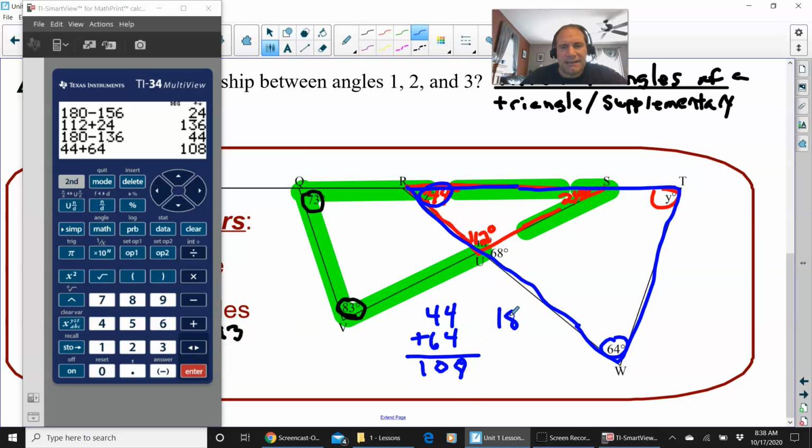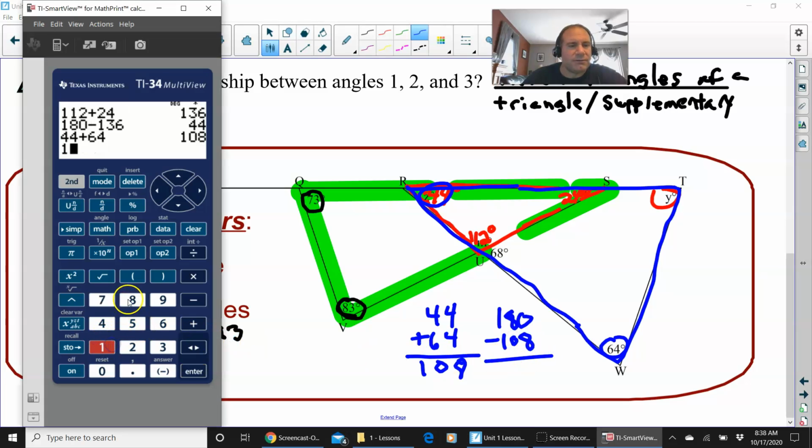Then 180 minus 108, which is always that last step. 180 minus 108 is 72. And 72 degrees is y.